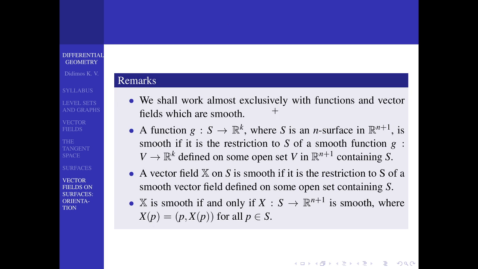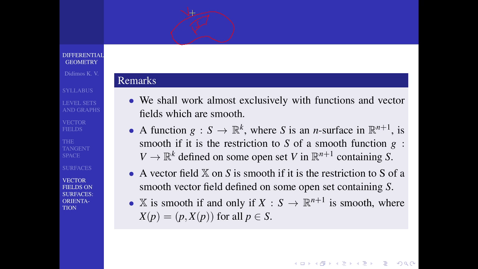We shall work almost exclusively with functions and vector fields which are smooth. That means we are dealing with only smooth functions. A function g from S to R^k, where S is an n-surface in R^(n+1), is smooth if it is the restriction to S of a smooth function from V to R^k defined on some open set V in R^(n+1) containing S. So that means in order to define a smooth vector field, we need to consider an open set V which contains our surface.